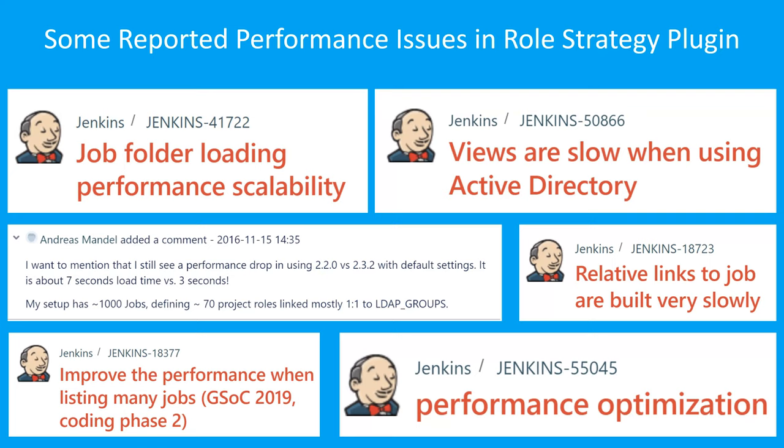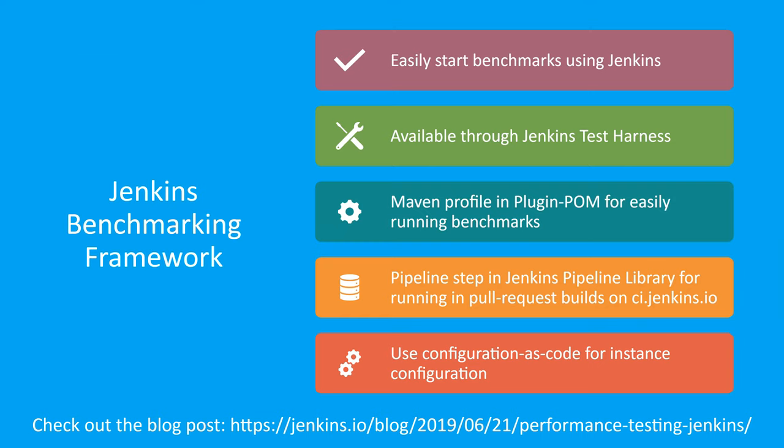So let's start with the benchmarking framework first. The benchmarking framework allows you to run JMH benchmarks, that is Java Micro Benchmark Harness, which is an OpenJDK project. This framework is now available to everyone through Jenkins Test Harness 2.51. We've added a couple of other things to make it easier for all developers to integrate this into their plugin. We have a Maven profile in the plugin POM for running benchmarks locally, and a pipeline step in the Jenkins pipeline library for running them during pull request builds on ci.jenkins.io. We support configuration as code for configuring the instance that is started for the benchmarks. You can check out our blog post to learn more about how to run these benchmarks.